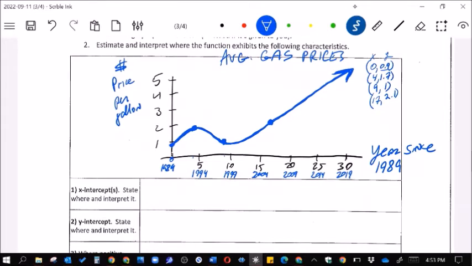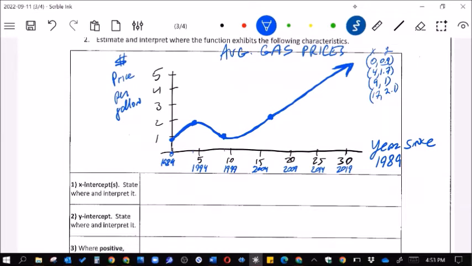All right, so x-intercepts. The x-intercepts are the places where it hits the x-axis. It doesn't look like there are any. There are none.